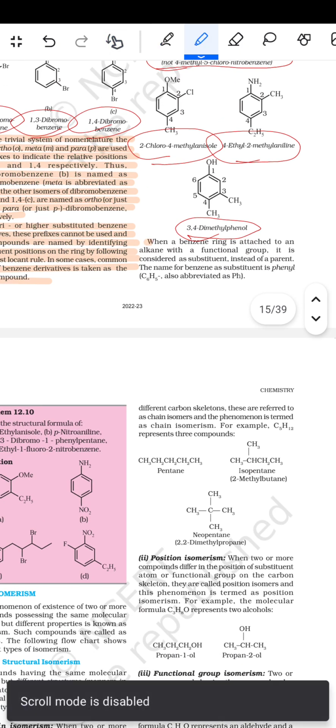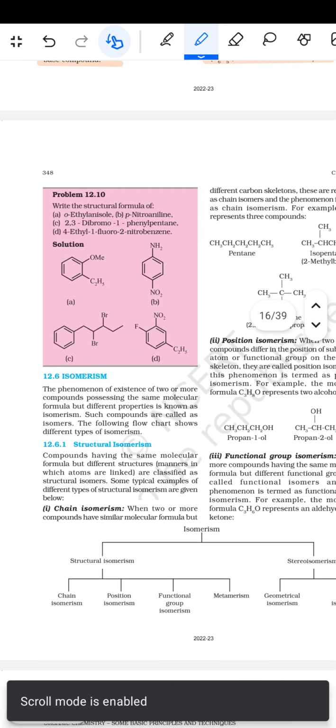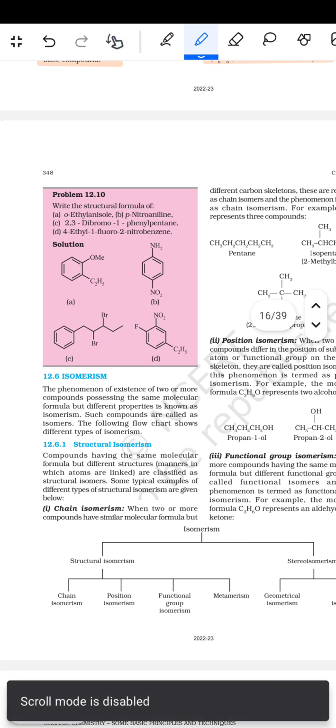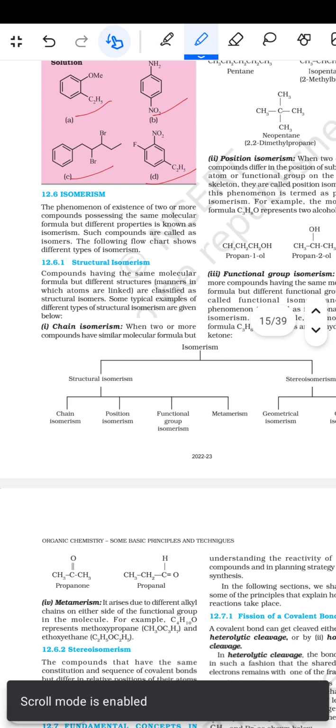उसके बाद when a benzene ring is attached to an alkane with a functional group, it is considered as a substituent instead of a parent. The name of the benzene as a substituent is phenyl, C6H5, also abbreviated as Ph. Now write the problem 12.10. Write the structural formula of ortho-ethyl anisole, para-nitroaniline, 2,3-dibromo 1-phenylpentane and 4-ethyl 1-fluoro 2-nitrobenzene. इसमें ये आ जाता है, फिर ये आता है NH2 NO2, फिर इसमें का ये हो जाएगा और इसका ये हो जाएगा.